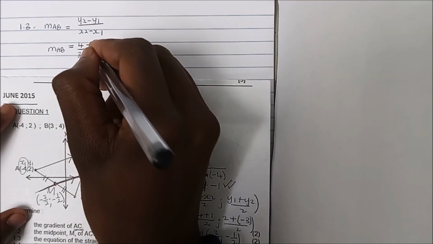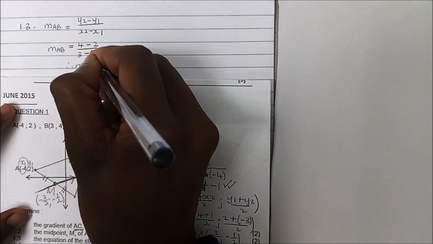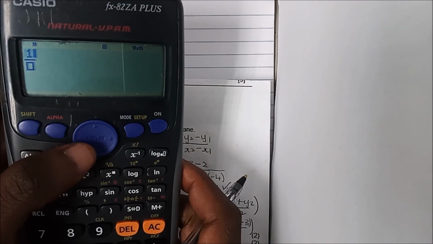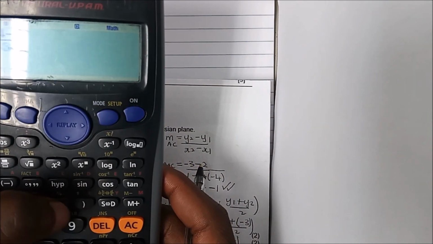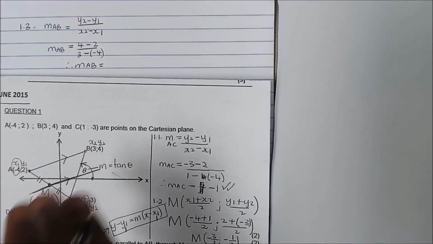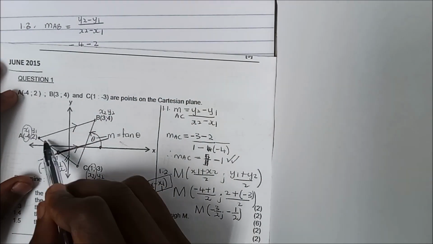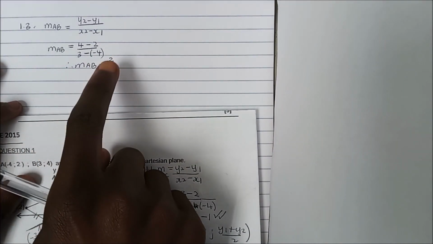So we have minus negative 4, and then therefore the gradient of AB will be, you put that in a calculator, 4 minus 2 divided by 3 minus negative 4. So that is 2 over 7, and it's positive. Let's confirm if it's correct. The line is increasing, so the value of the gradient is correct because it's also positive.